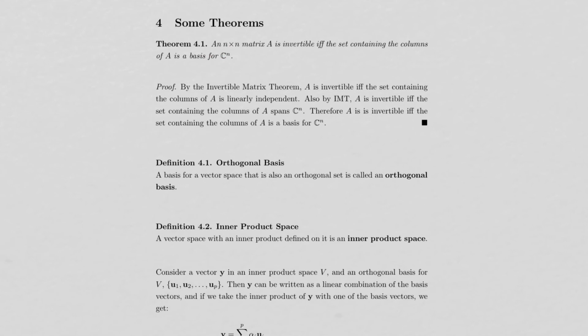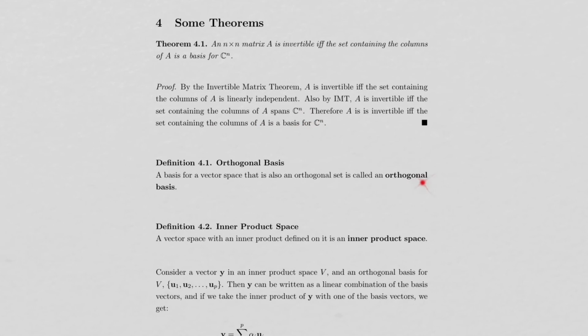The invertible matrix theorem already tells us that a matrix is invertible if and only if the set containing its columns is linearly independent. Also, it's invertible if and only if the set containing its columns spans Cn. In other words, it's a spanning set. Well, a linearly independent spanning set is a basis. So now that we have a name for that, we're essentially just applying the definition of a basis to say, okay, well, if we combine these two statements, we can say A is invertible if and only if the set containing the columns is a basis.